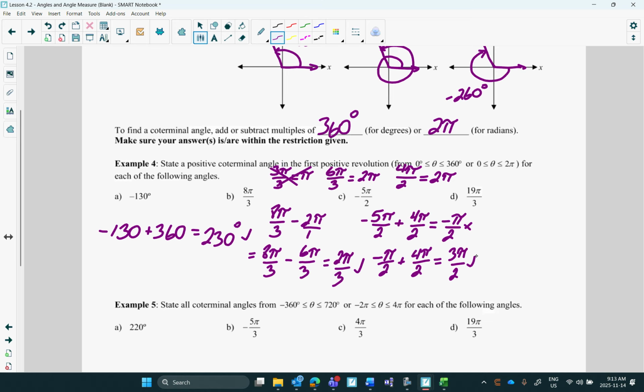19 pi over 3? Well, I want to remind myself 2 pi is how many pi's over 3? Well, we saw it from here. So is this too big? Yes, it's too big, right? Because it can't go past 2 pi or 6 pi over 3. So I got to subtract 2 pi, or 6 pi over 3.